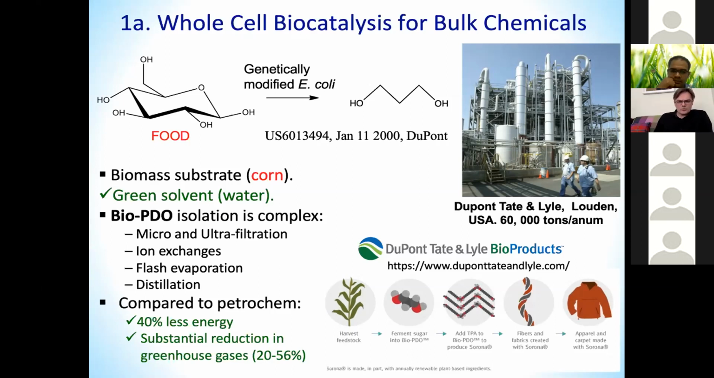So this all happens in water, and the bacterium feeds off the sugar, which is derived from corn, and it produces this 1,3-propanediol solution. That then, of course, is quite hard to separate, and there are many steps involved in separating it. There's filtration, ion exchange, flash evaporation, a distillation. But even after all that is affected, you still get a process which beats the original petrochemical process. It's 40% less consuming of energy, and depending how you measure it, there's 20 to 56% reduction in greenhouse gases.